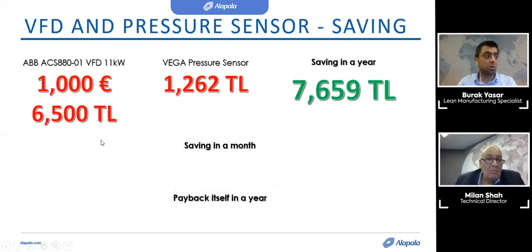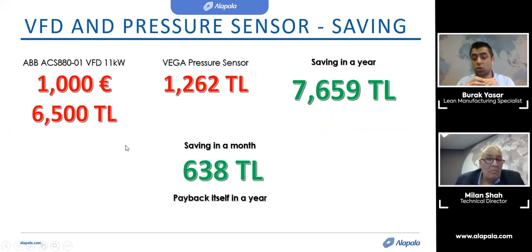I use the ABB, this is our partner. The ABB VFD device, the 11 kilowatt, and the cost is 6,500 Turkish lira plus the Vega pressure sensor, 1,262 Turkish lira, and the saving in a year is 7,659. Saving in a month will be 638 Turkish lira. So the VFD device can pay back itself in a year.